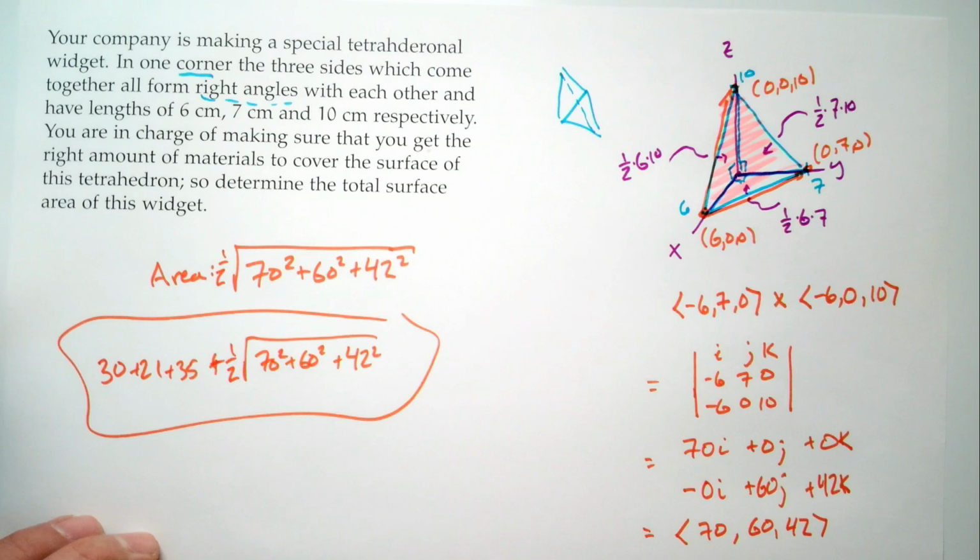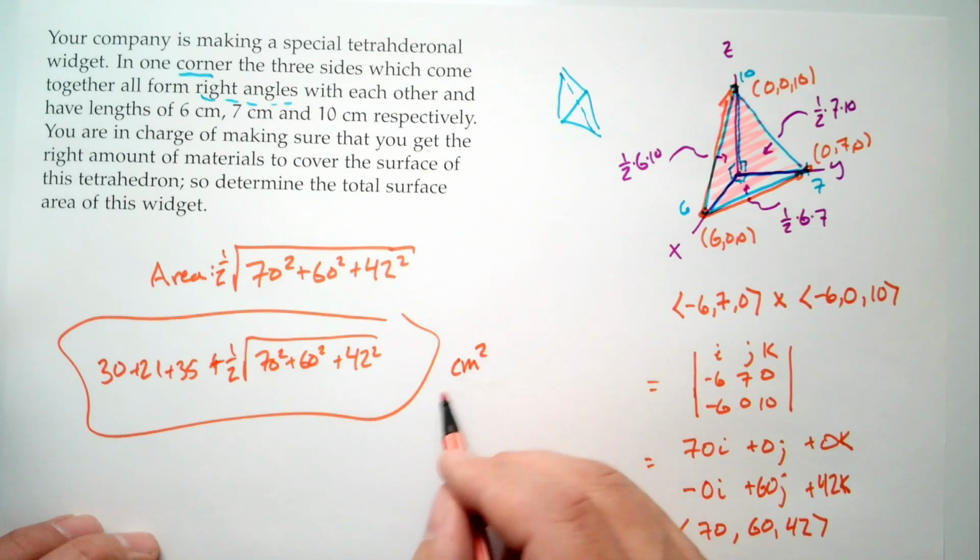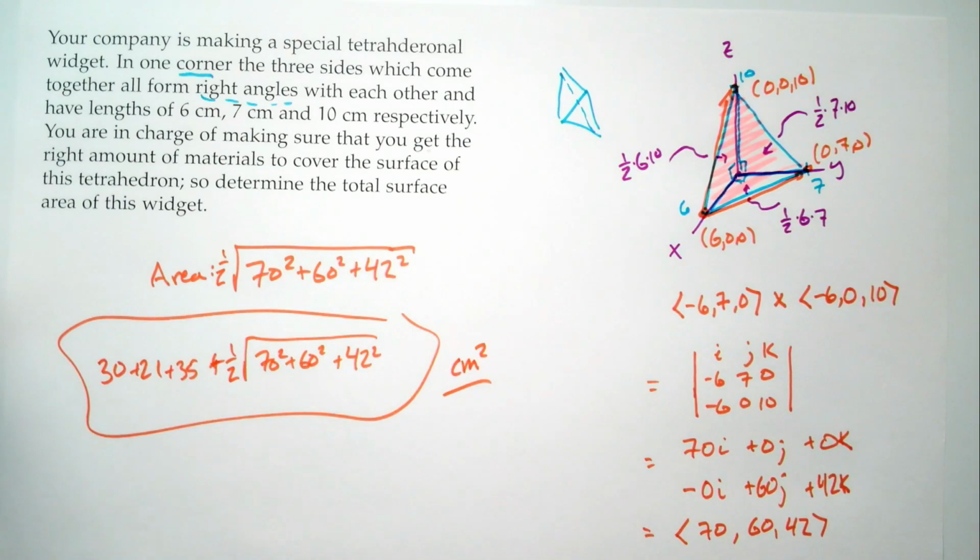Good. Now, if you don't like that half, you could actually do a little bit to get rid of it. But that's okay. All right. And now we're good. And centimeters squared. Okay. If we ask for units, include units. If we don't ask for units, well, you can include them or not. It's up to you.